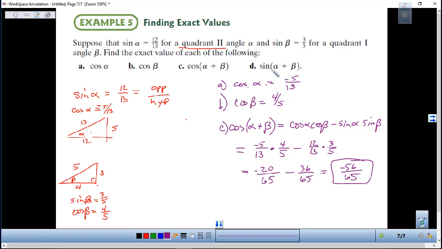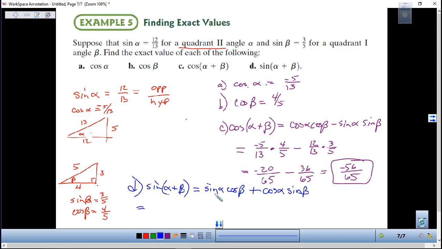All right, and then the last one, sine alpha plus beta. And then we write out our equation. So we've got sine alpha cosine beta. Sines stay the same. We got cosine alpha, sine beta.